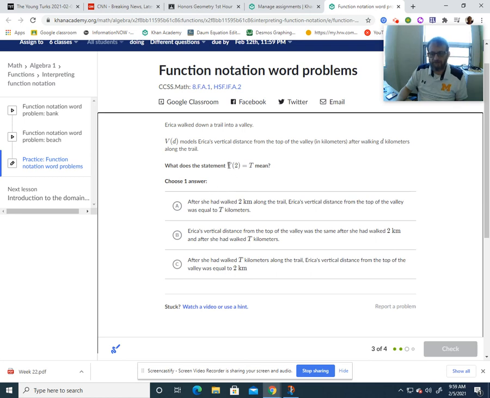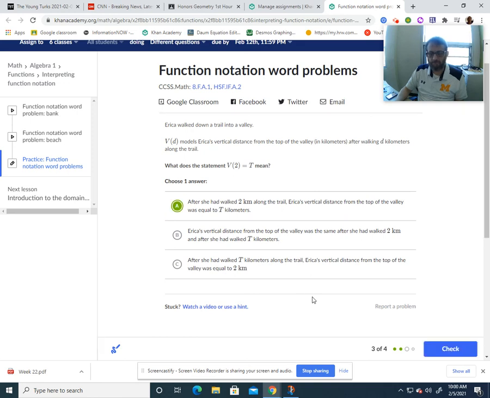So what this is telling us is T is equal to the vertical distance Erica is from the top of the valley after walking 2 kilometers along the trail. Erica's vertical distance from the top of the valley was the same after she had walked 2 kilometers? That's not what it says. After she walked 2 kilometers along the trail, Erica's vertical distance from the top of the valley was T kilometers. That's what we're looking for right there.